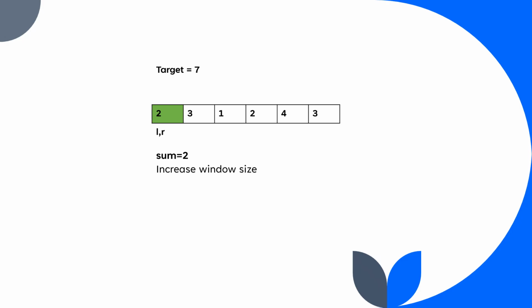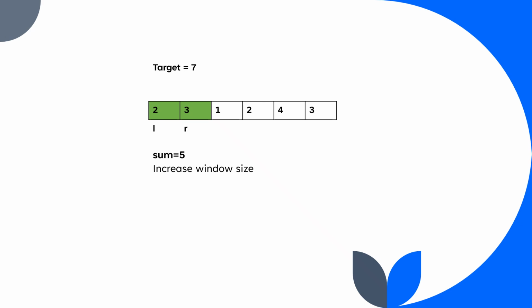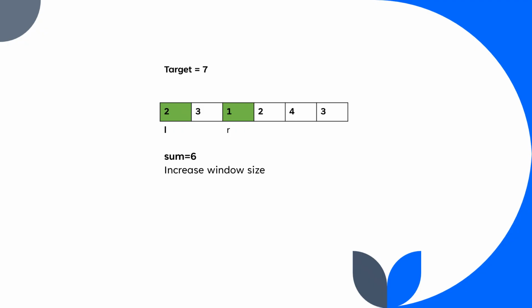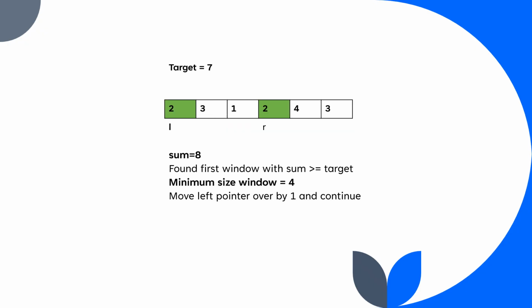So let's take a deeper look at this. Here's our array. Our target is 7. You're going to start with a window size of 1. So your left and right pointers are going to start at the first element in your list. The sum is 2. We're less than our target, so you're going to increase the window size by moving your right pointer over by 1. Our new sum is 5, so again, we're going to increase our window size. Our sum is 6, so again, we need to increase our window size. So the sum is 8. We've found our first window with the sum greater than or equal to the target. So our minimum window size at this point is 4.